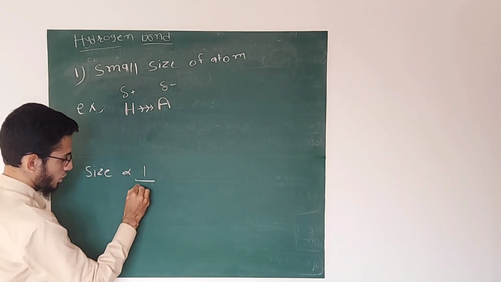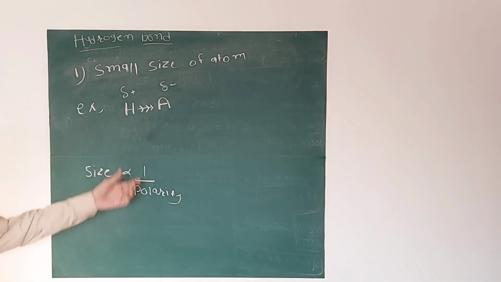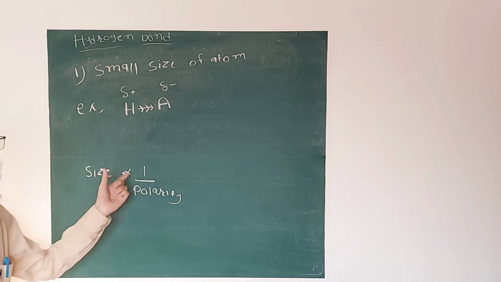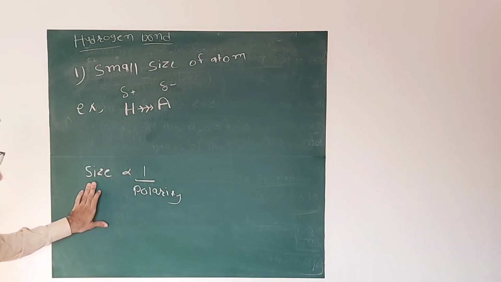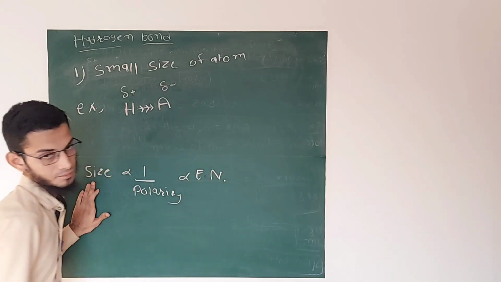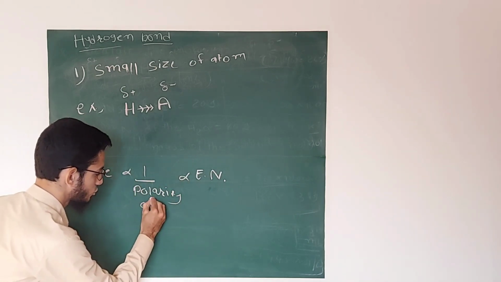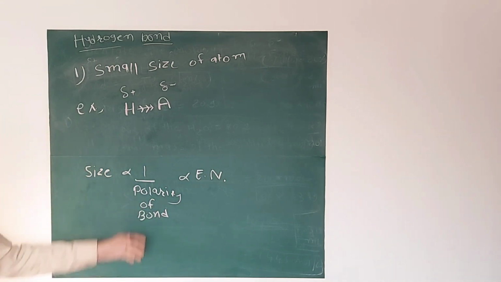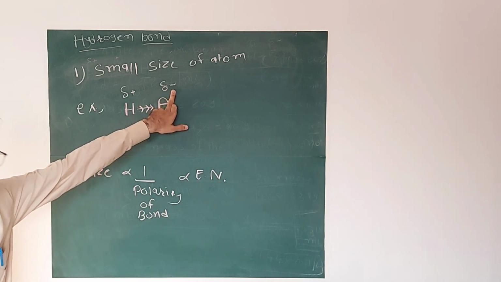So I can do like the polarity. Okay, the smaller the size, the more electronegative, and the more electronegative, the more the polarity. So size must be small, so the electronegativity will be higher. Okay, electronegativity higher, polarity of the bond will also be higher, so the partial negative charge will also be higher.